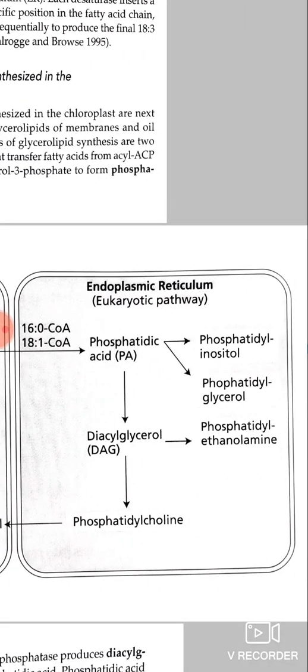And in the eukaryotic ER pathway, phosphatidic acid forms diacylglycerol, which forms phosphatidylcholine, and phosphatidic acid forms phosphatidyl inositol and phosphatidylglycerol, and DAG also forms phosphatidyl ethanolamine.